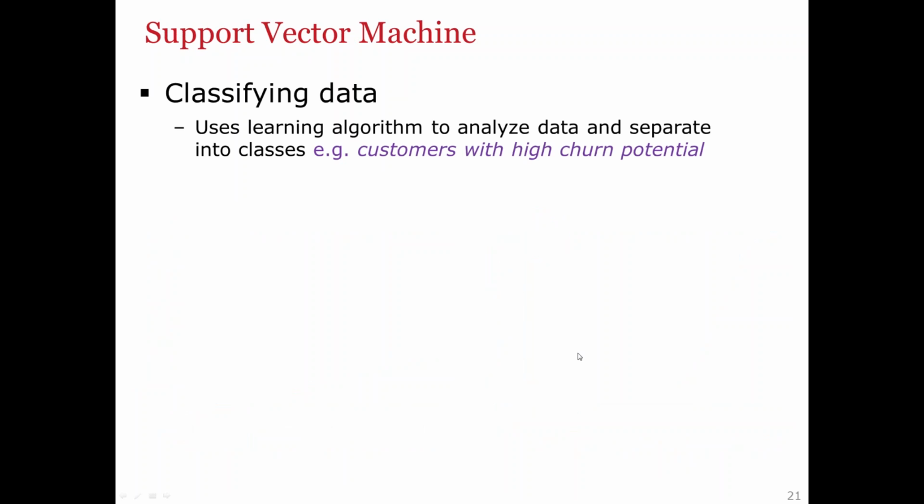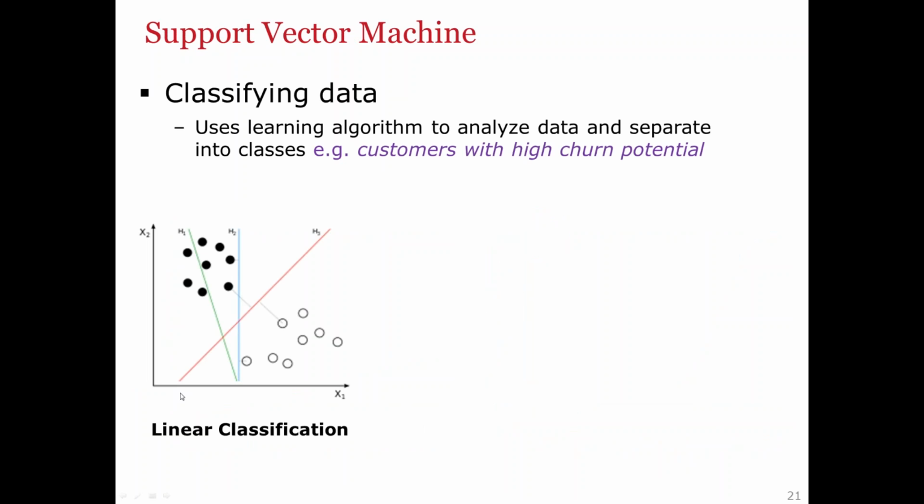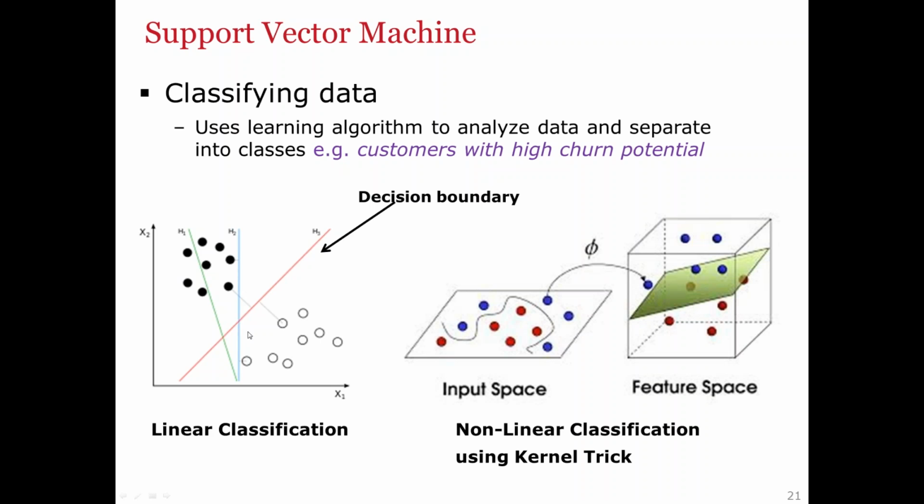Support vector machines is another example of a machine learning algorithm for classifying data. So in this example, we want to look at customers with high churn potential. We could basically plot these on a grid here, and we come up with another formula to represent a line we call a decision boundary, which separates those that might have high churn versus low churn. But in many cases, this is not as simple as a linear type of regression line.